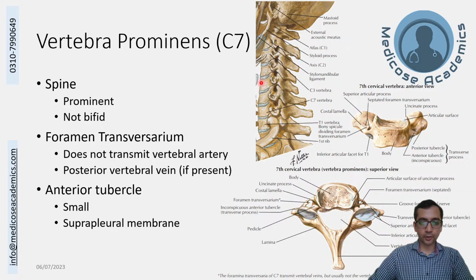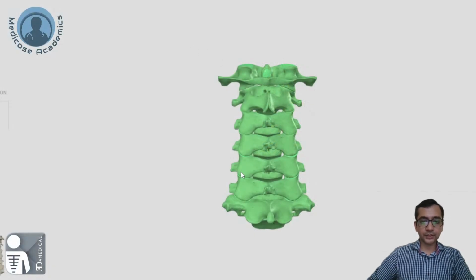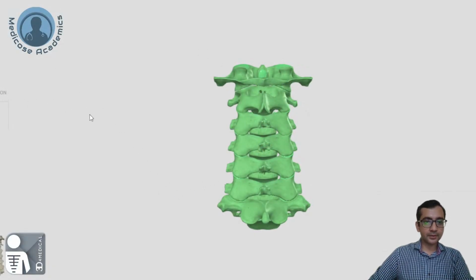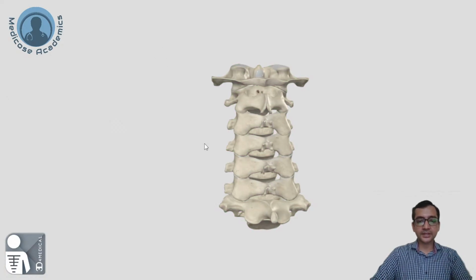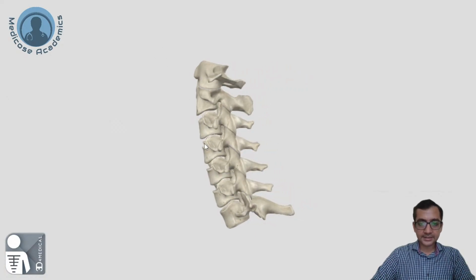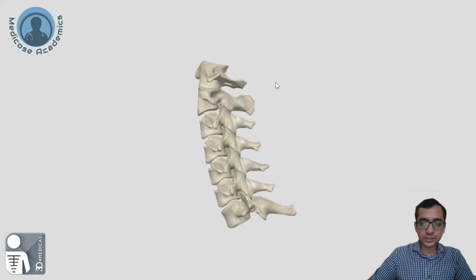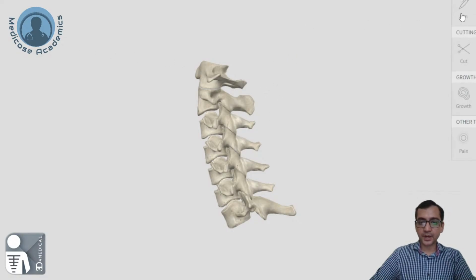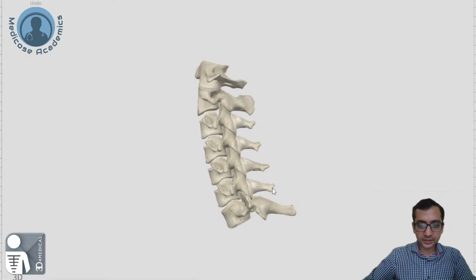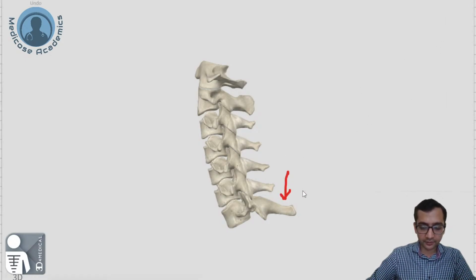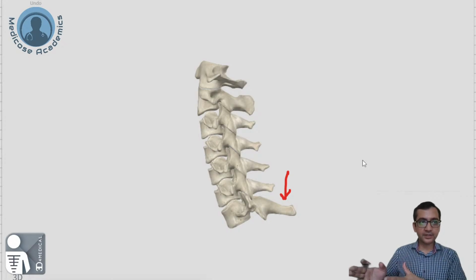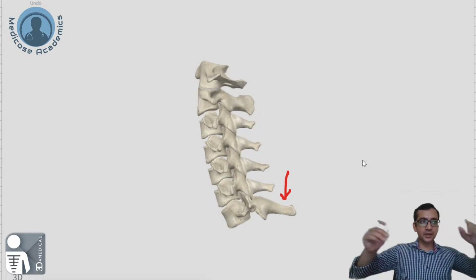That is the vertebra prominens. Let's move here. If we look at the cervical vertebra in the side profile, you can see how much the spine is moving backwards. That is the prominent feature. Its spine is very much longer compared to the rest of them, and extends back.